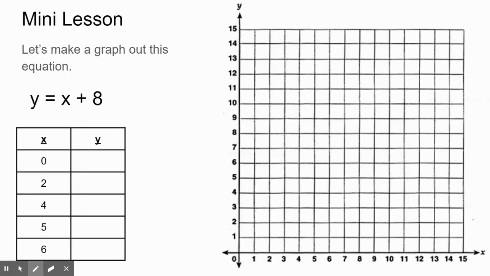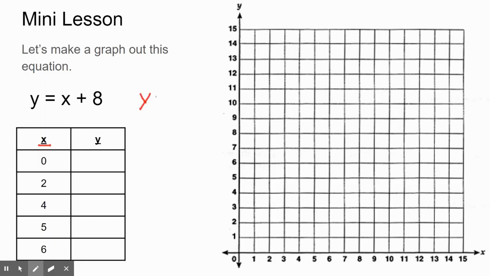So, for our first example, our mini lesson, make sure you're copying this down. You don't need to make an exact copy of this coordinate plane, but at least sketch it out so you have it. We're going to make a graph out of this equation. The tricky thing is that to do that so far, you're going to need to make a table first. So I've already made a table. I've picked out my independent variables, and we're going to have to fill this in first.